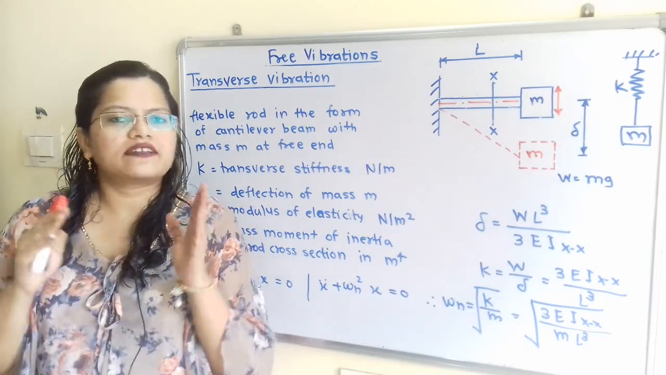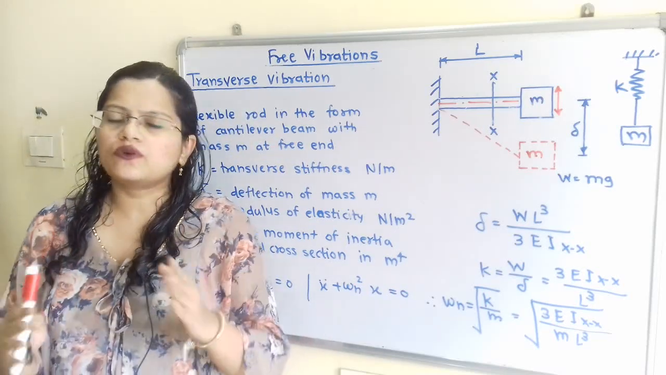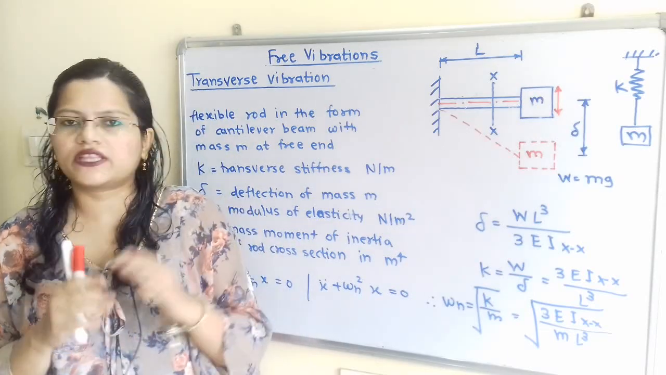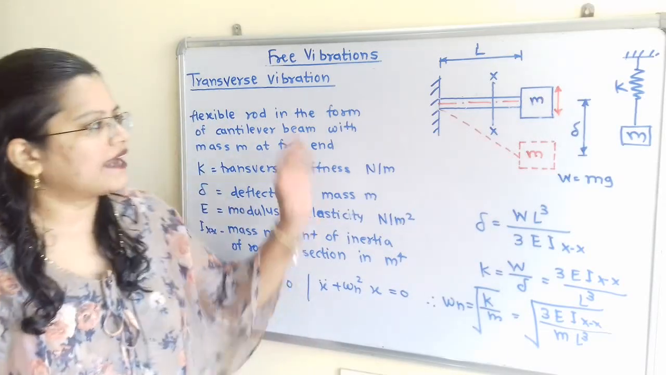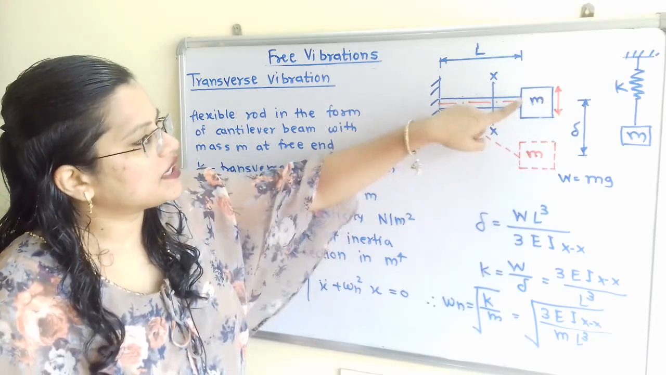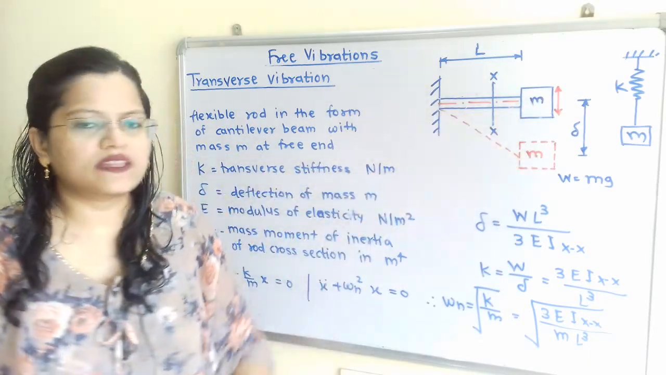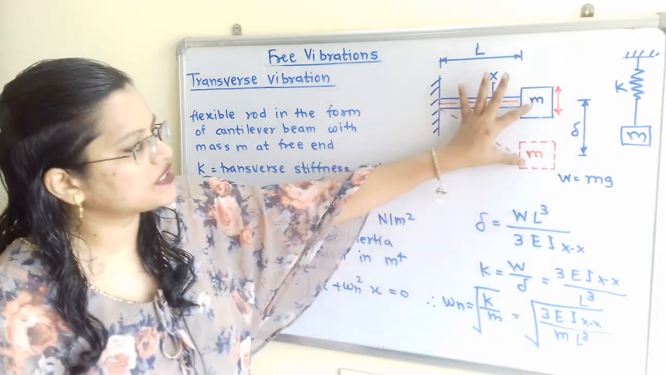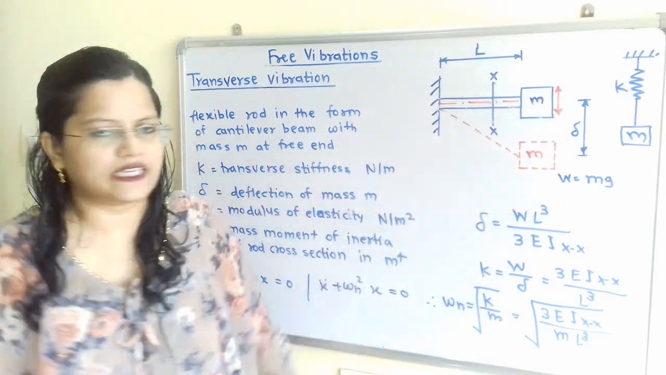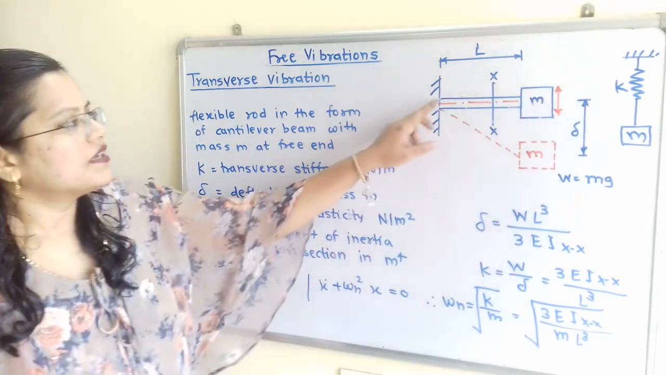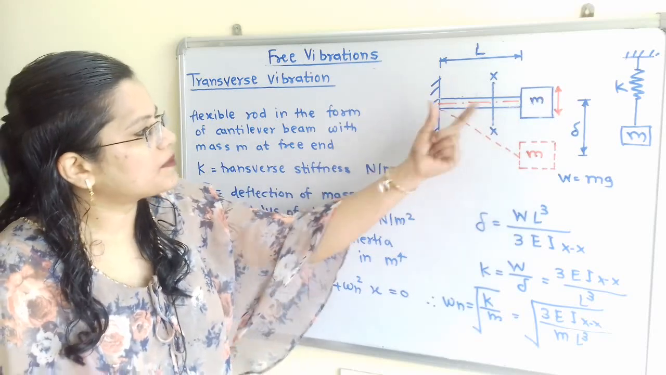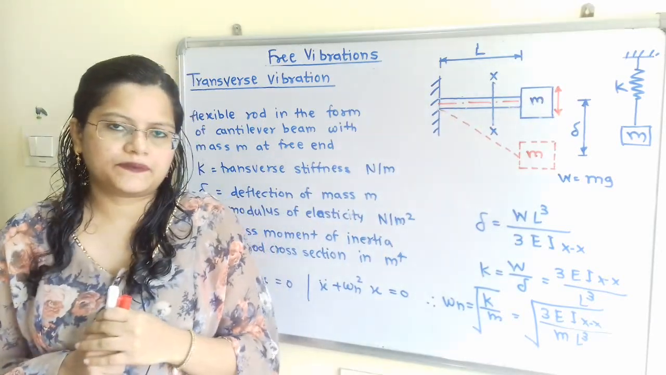Now we will understand the different formulas related to transverse vibration to solve the problems. For that, we will consider here the mass M is moving in the downward direction. So the deflection in this mass M is known as delta, where we will consider the mass of this rod is negligible.